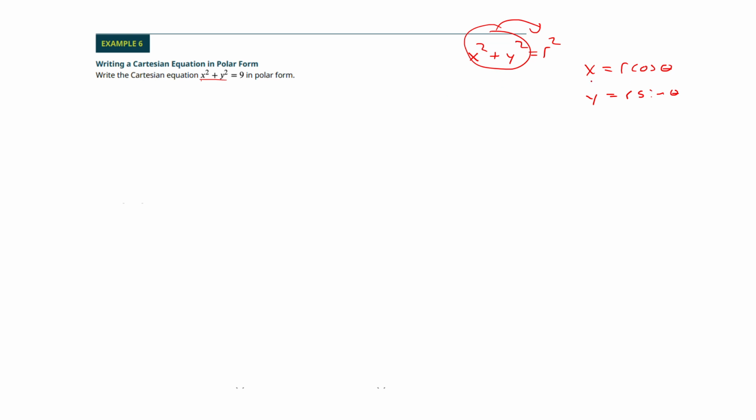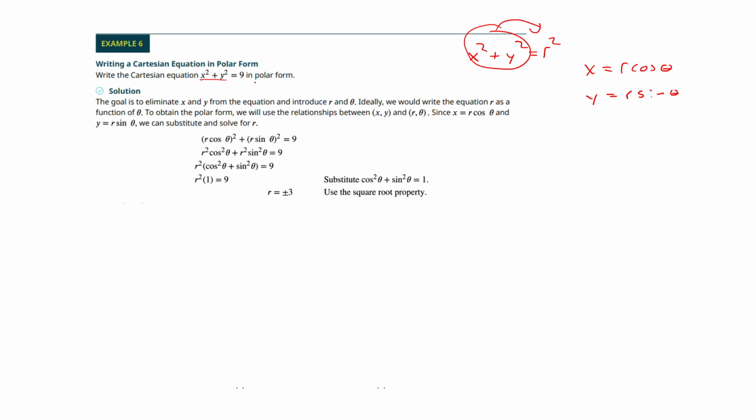What they did is they made the switch by squaring these. So I'll show you what they did here. They replaced x with r cosine of theta and y with r sine of theta, which is legitimate. And then they did a bunch of distributing. And then this, we know from the Pythagorean identity, is just 1. Now, we'd have r squared equals 9, where r is the square root of 9, so plus or minus 3.